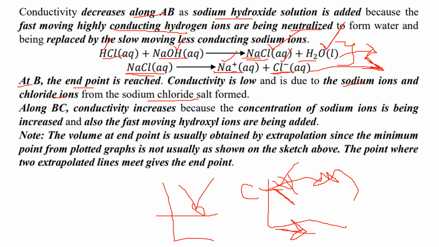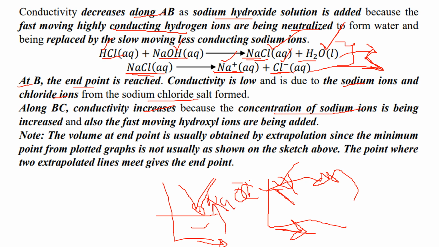So we look at the rise, which is going to be from B to point C. So along BC, conductivity is increasing, and this is going to be due to excess sodium hydroxide that's being added. And you are going to frame that in terms of a statement, and you're going to say that conductivity is increasing along BC due to the increase in the concentration of sodium ions as we are increasing the volume of sodium hydroxide being added. Now remember that after the end point is reached, that means that all the hydrogen ions were neutralized. So the excess sodium hydroxide that is being added is going to fully ionize to give us sodium ions together with the hydroxyl ions.